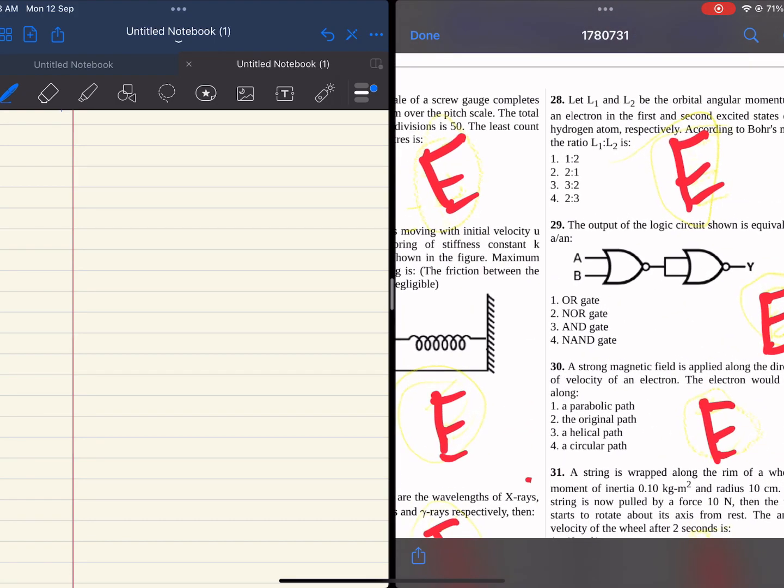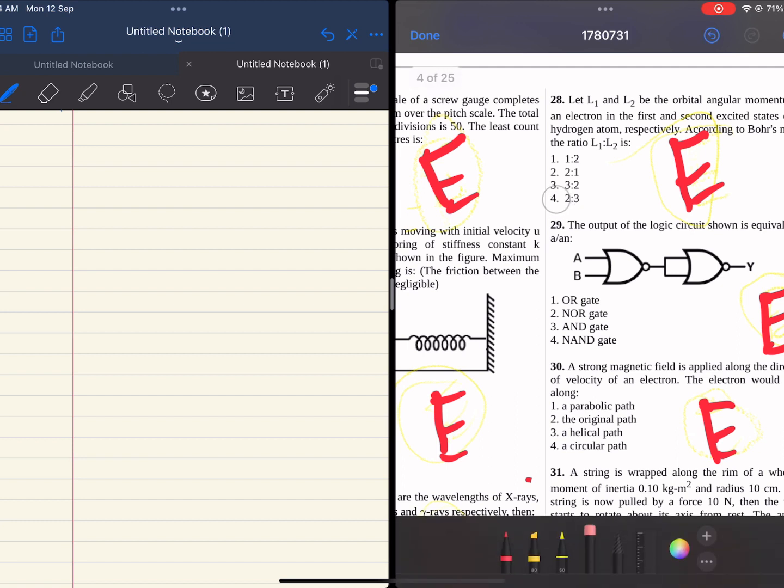The 28th question: the orbital angular momentum of the electron in the first and second excited states of the hydrogen atom is given. According to the Bohr model, you need to calculate the ratio of L1 to L2. We know according to Bohr, angular momentum is quantized, which is nh by 2 pi. The first excited state is the second orbit, the second excited state is the third orbit. Since h by 2 pi remains the same in both, it's directly proportional to the principal quantum number. The ratio will be 2 is to 3 because it's the second and third orbit. They both correspond to what is given in the question. So the 28th one comes out to be option number 4.